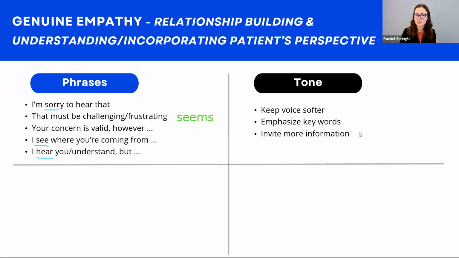I'll just ask, does anyone want to try a little bit of this tone? Or we can do this during practice as well if you like, but any volunteers that want to give tone a try there?